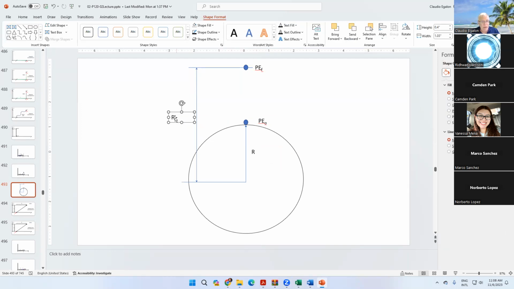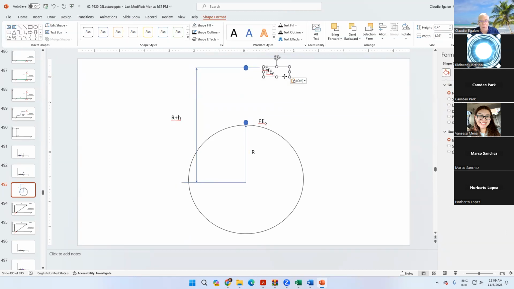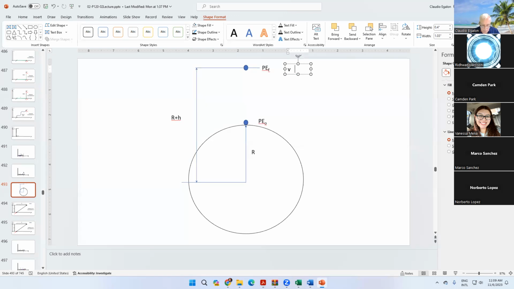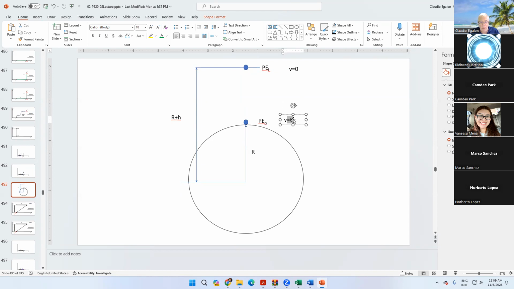And we want to find H, big R plus H. At this height, the velocity of the projectile is going to be 0. The final kinetic energy, right? And at this height, the initial, right? You're going to have a velocity V, the initial kinetic energy.